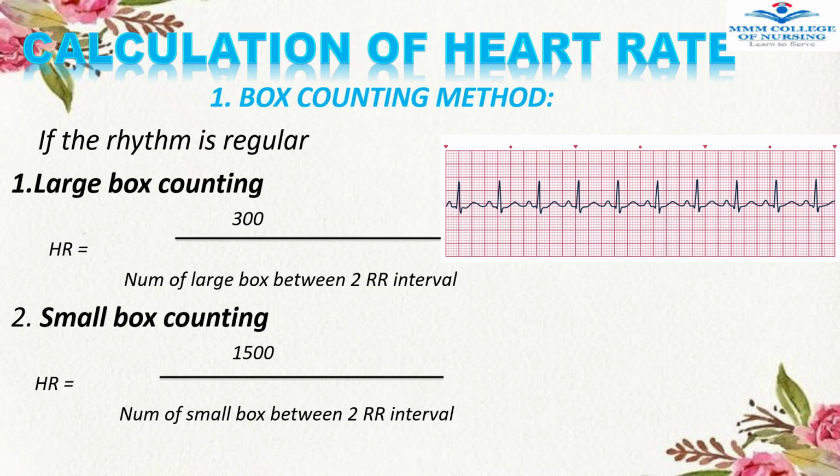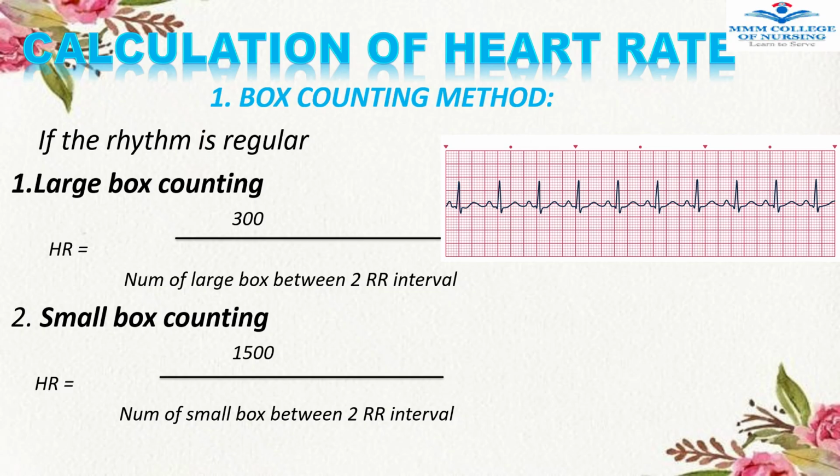To understand the box counting method: when the rhythm is regular, we go for the box counting method. Here, we need to count the number of large boxes present between the RR interval. After we have seen the number of large boxes, we will use this formula where the heart rate is equal to 300 divided by the number of large boxes between the RR interval.